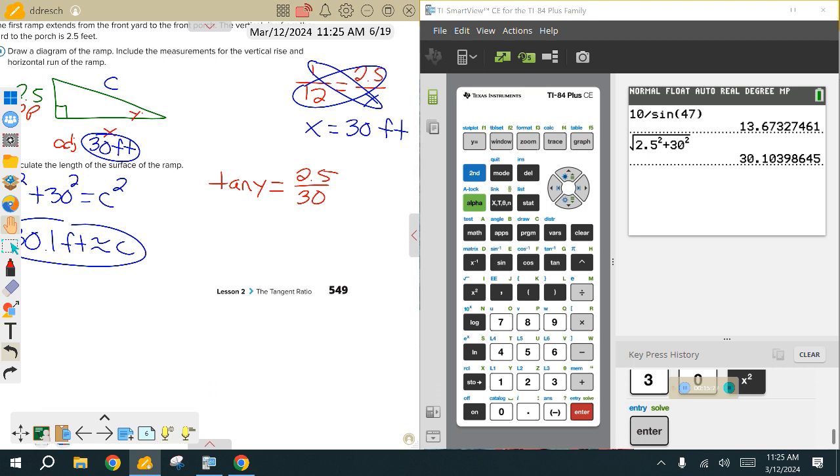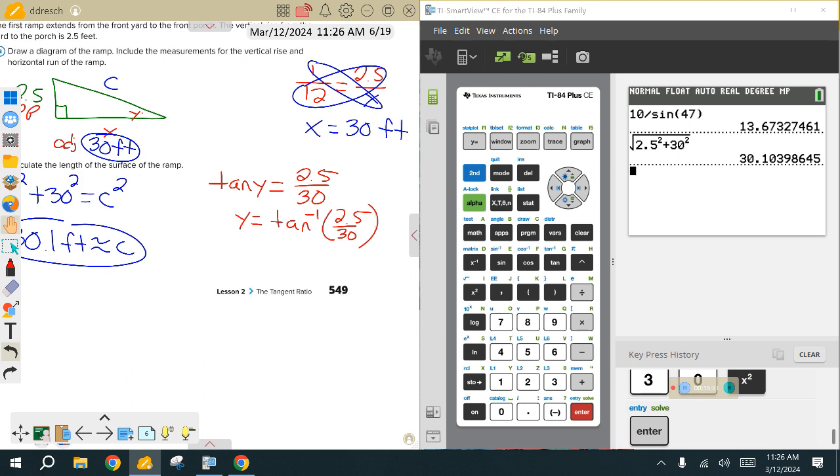I don't expect you to be total masters yet. This is where we're finding the inverse. Everything has an inverse. The angle here we find by taking the inverse of tangent. We say arc tangent, or the inverse of tangent, it's tangent to the negative 1. So 2.5 over 30 then. Inverse tangent of 2.5 over 30.